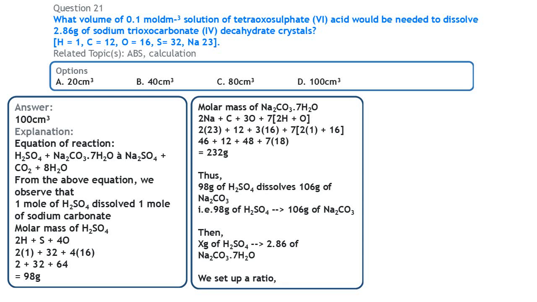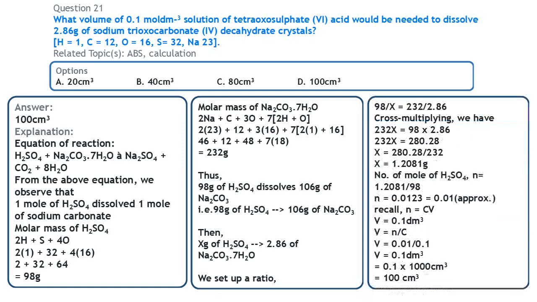If we evaluate everything that we have here, we'll have 232 grams, which means that 98 grams of this sulfuric acid reacted with 232 grams of sodium trioxocarbonate. Then we now say X gram of this sulfuric acid will react with 2.86 gram of the sodium trioxocarbonate.